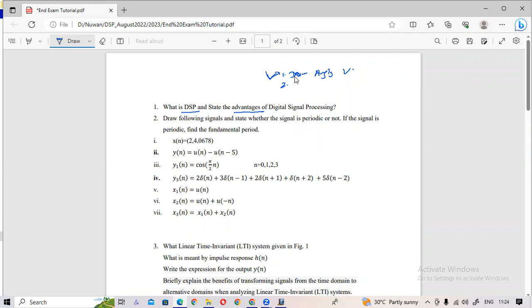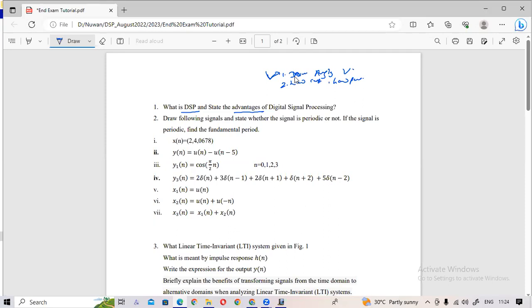And the second one is low cost and low power. So there are many advantages, and you can write one or two advantages here.